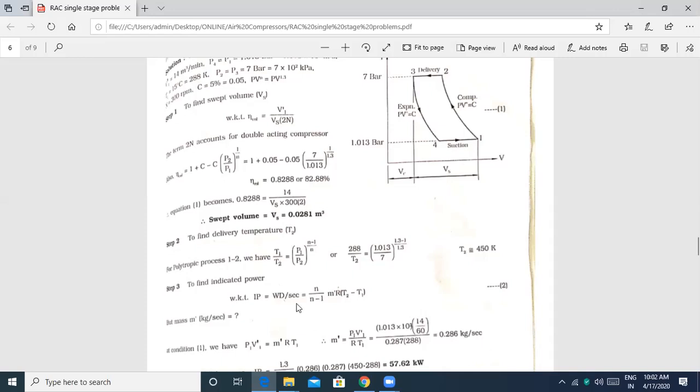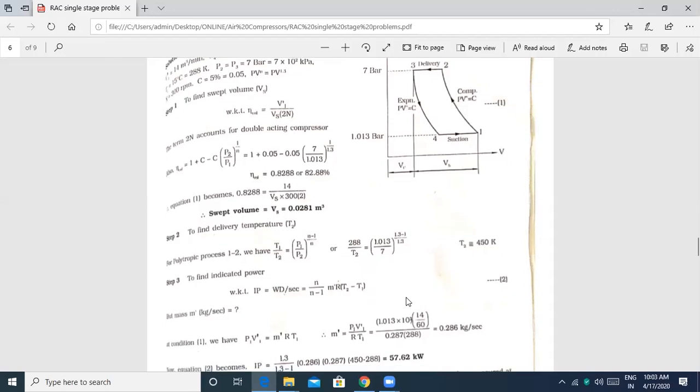And one more thing, next is the work done per second. The same formula applies: N divided by N minus 1 into MR (T2 minus T1). We know T2 and we know T1.